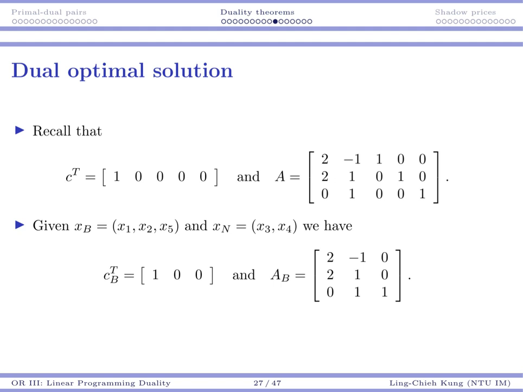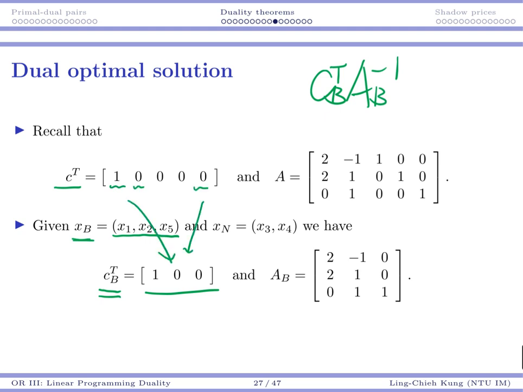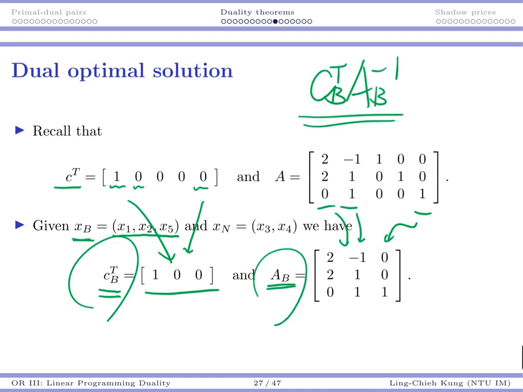The fact that we will rely on is the c_B transpose A_B inverse. So we have c, so we have c_B, and we have c_B transpose. c_B transpose would be 1, 0, 0, because we know x_B is x1, x2, and x5. That's how we get 1, 0, 0. For A_B, pretty much the same. So A_B is column 1, column 2, and column 5. So we collect all these columns to get A_B. Then c_B transpose A_B inverse would be a solution, and that would be our y bar transpose.